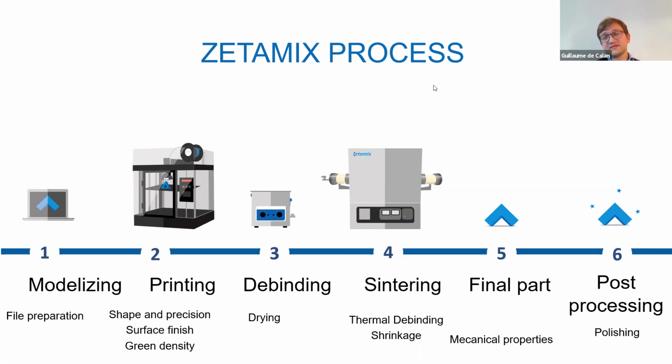Minimum layer size. We usually print layers of 0.1 millimeter. We do have customers who went down to 50 microns, but that's really the limit. In terms of nozzle, especially with zirconia, which is a fine material, we have gone down to a 0.2 millimeter nozzle, so 200 microns.